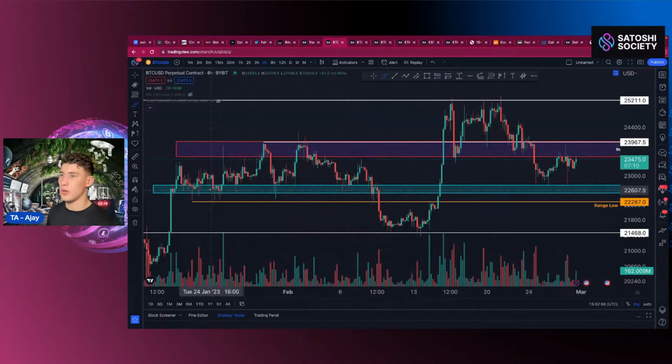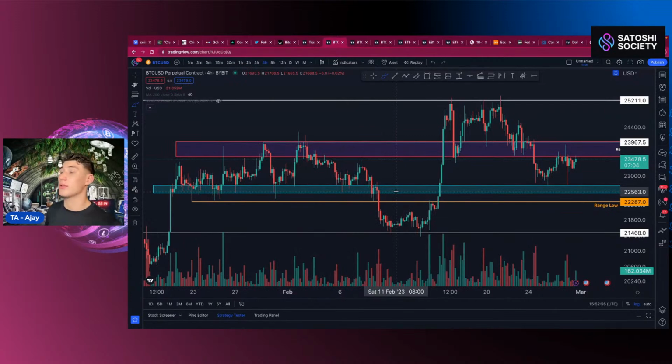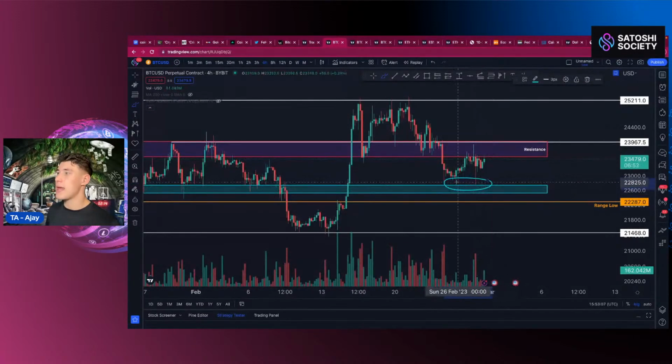Same with this support. We used it as major support all along here. Then we disrespected this support level, because we broke below it, and then we broke straight back above it without testing it as resistance. But what we can see here is that the price is coming and testing this level as support again, so we can start looking at this level being a strong support level again, because we are finding support on it.